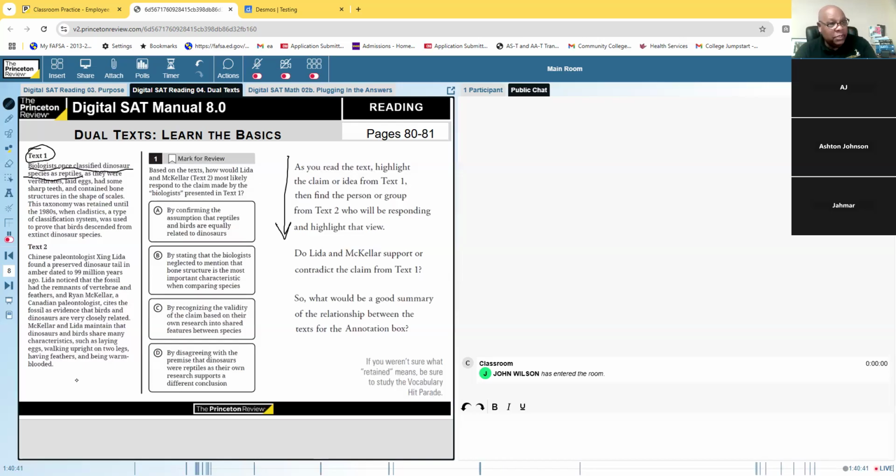So what do biologists say, Ashton? What do biologists say in text 1? Come on. They classified dinosaur species as reptiles. And what do Lida and McKellar say? They're saying that dinosaurs and birds are related. Okay, that's what you need to know to do this problem. Does everybody see how we identified that?